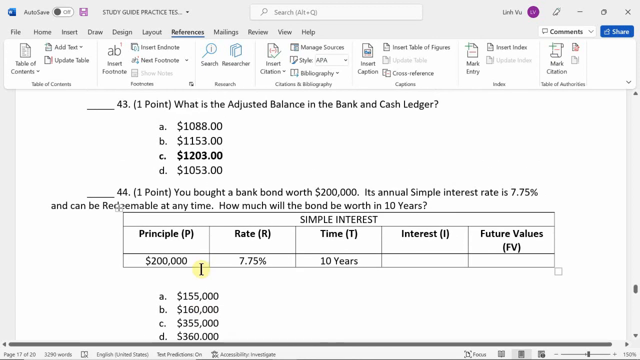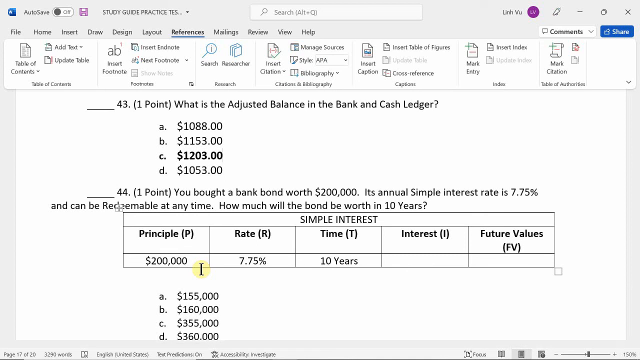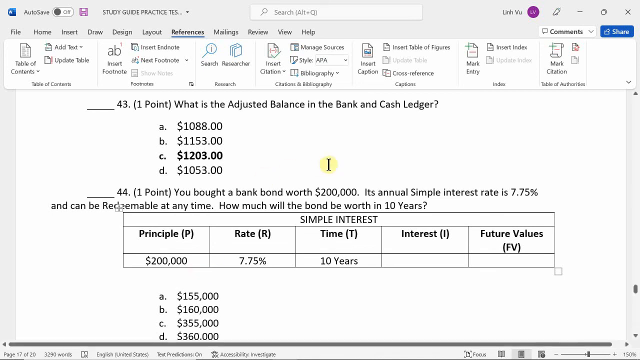Question number 44. You bought a bank bond worth $200,000. Its annual simple interest rate is 7.75% and can be redeemable at any time. How much will the bond be worth in 10 years? So what am I asking you? The worth of the bond 10 years later.